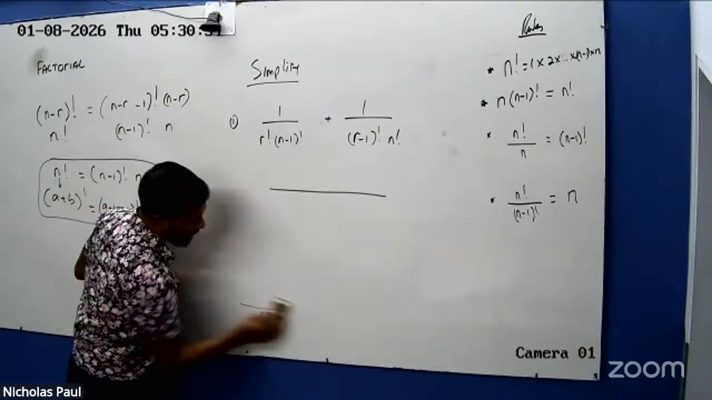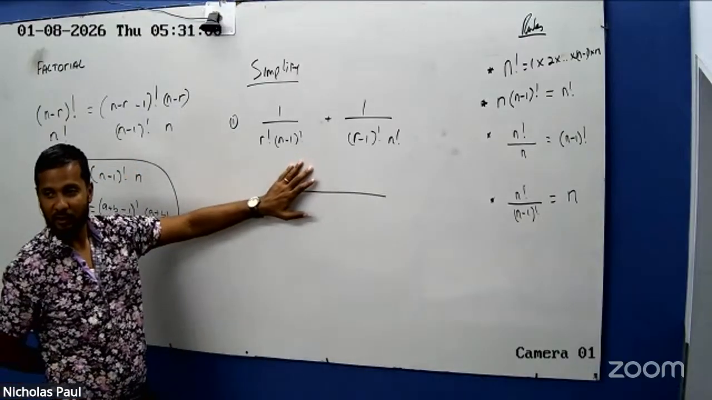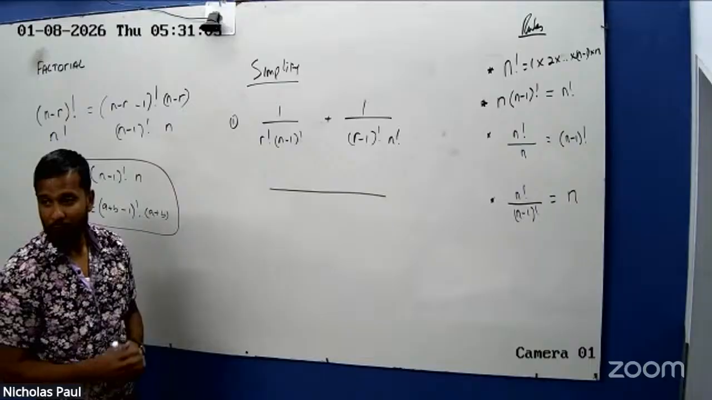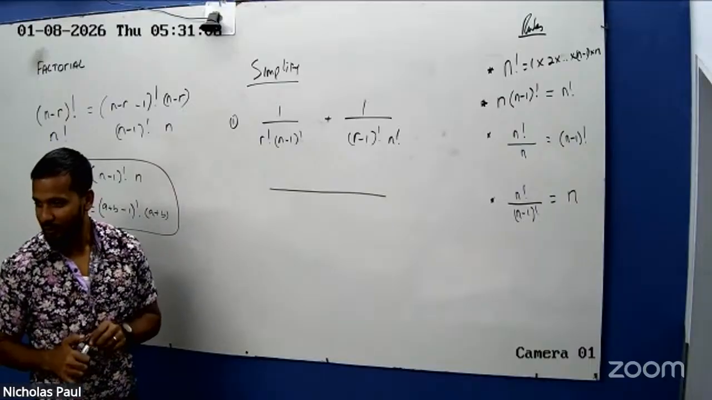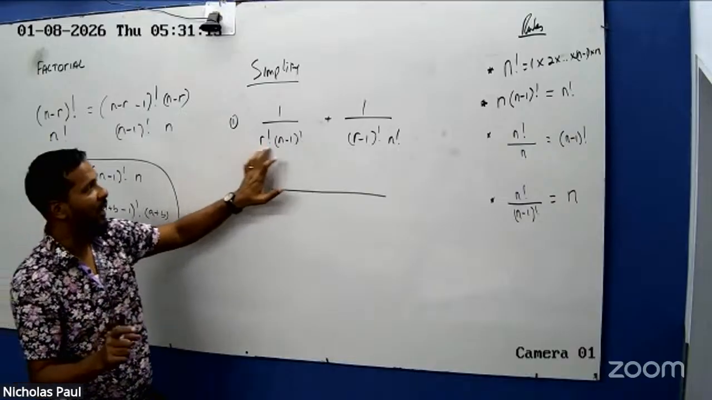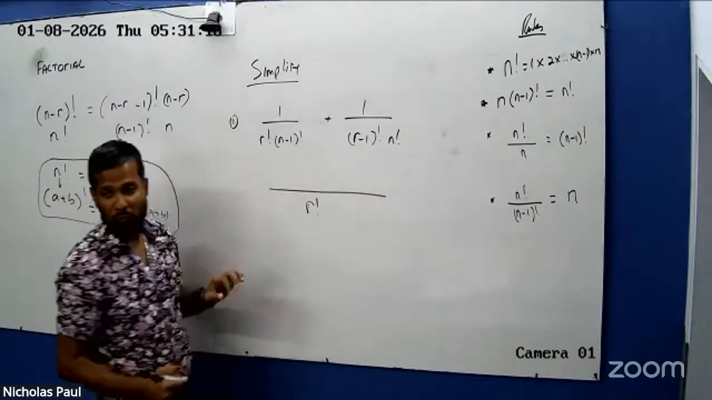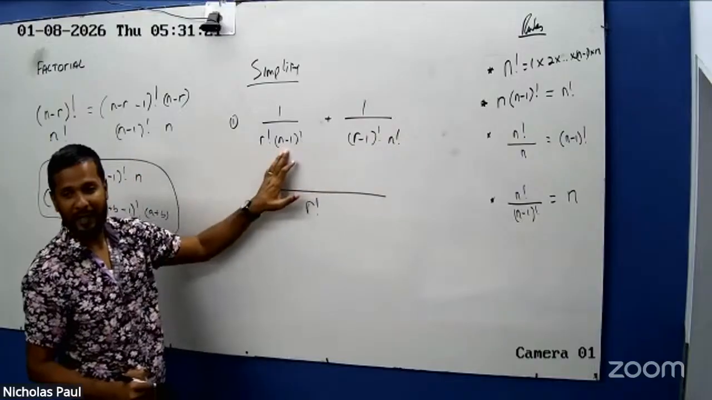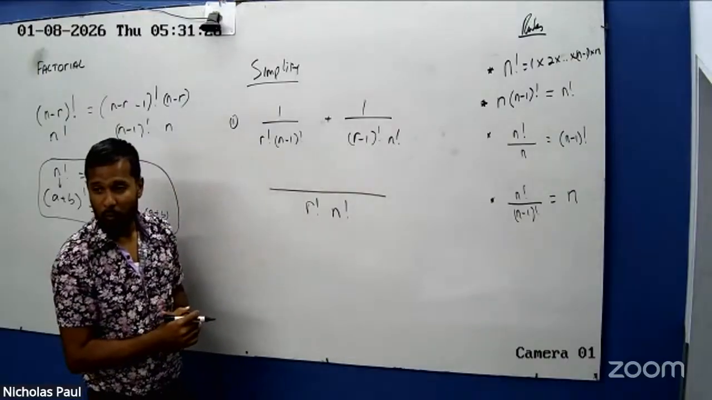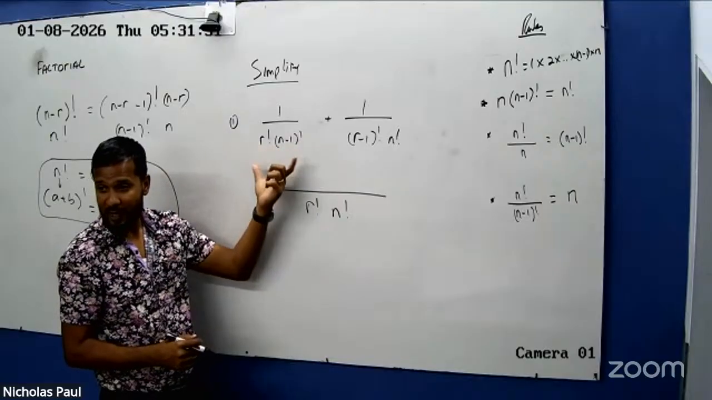Let's come here now. What will you use in the denominator here? Which is larger, r factorial or r minus 1 factorial? Which is larger, n factorial or n minus 1 factorial? Now what do we have to do? Multiply this by this. Anybody lost?